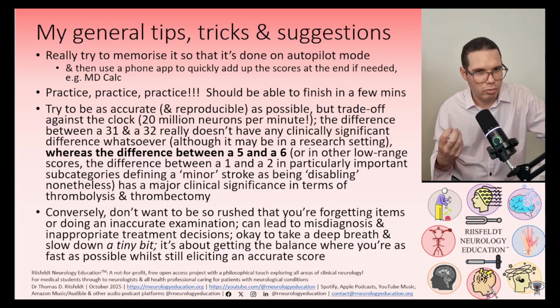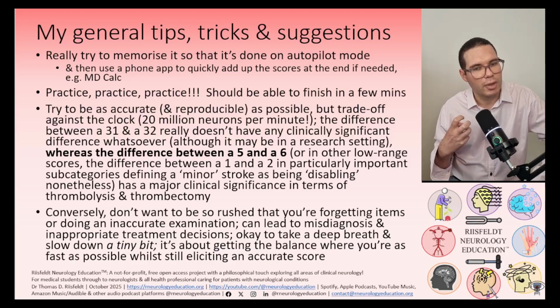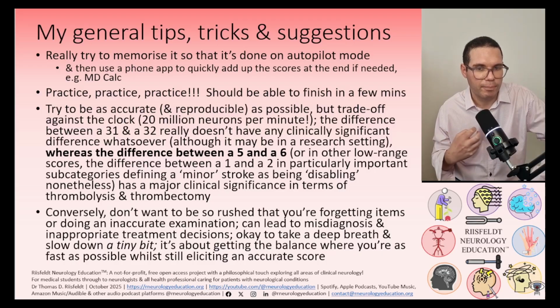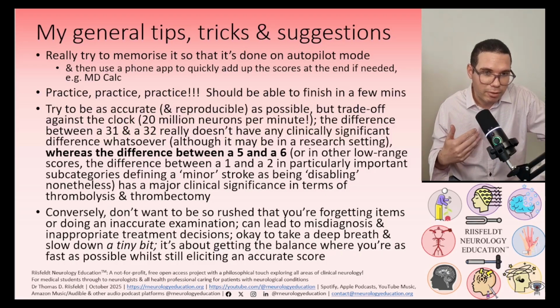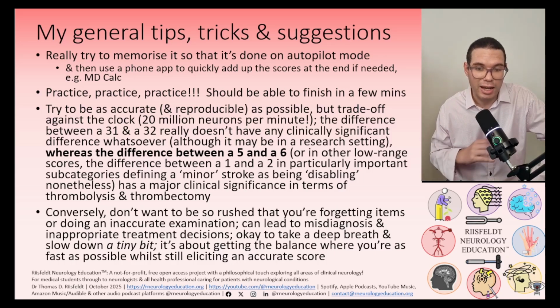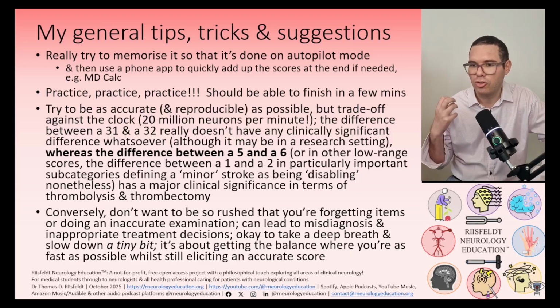So it is a bit of a trade-off, and I don't think it's too controversial to say that there is a bit of a difference in the significance of a slight difference in a score depending on whether you have a low score or a high score. So honestly, the difference between scoring someone a 31 and a 32 in clinical practice does not have any clinical significance whatsoever. You're not going to change your management on the basis of someone having a NIHSS of 31 as opposed to them having a NIHSS of 32. You're going to be doing exactly the same thing in terms of your investigations and your management.